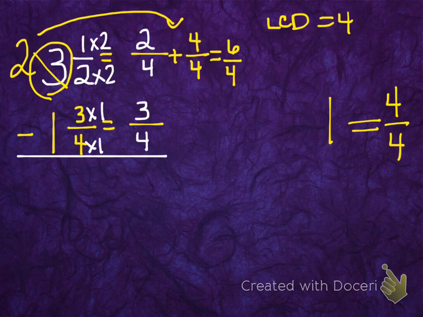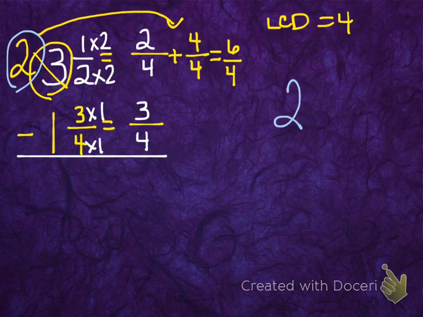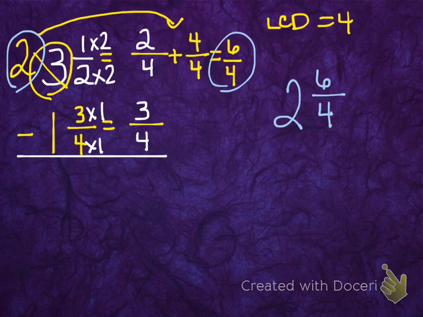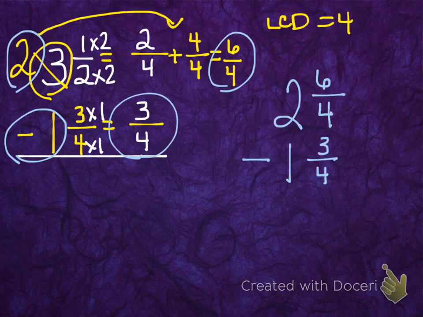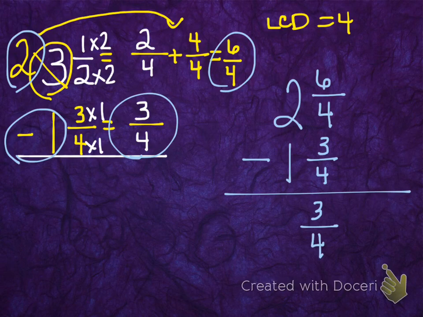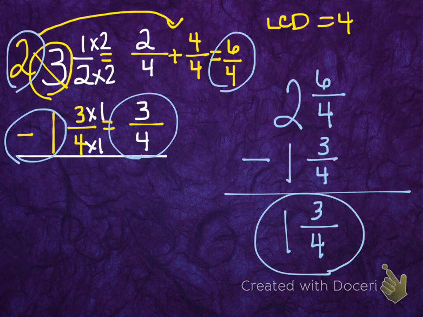Now, this looks a little messy, so I'm going to rewrite my problem so I don't get confused with anything. And I still have 2, so that's 2. And then my new fraction is 6/4, minus 1 and 3/4. Now that my denominators are the same, I can subtract. 6 minus 3 is 3. My denominator is 4. And 2 minus 1 is 1. And that is the answer to this fraction.